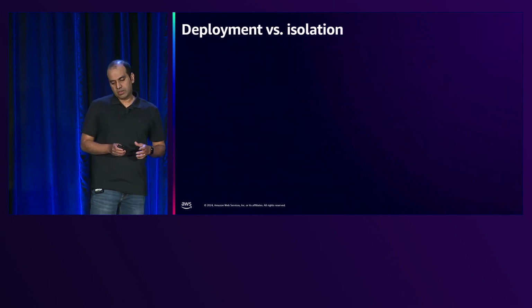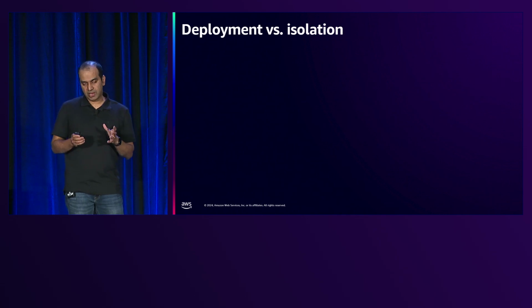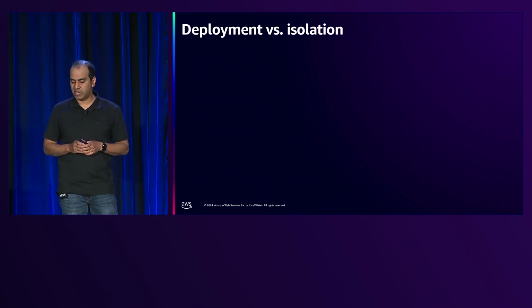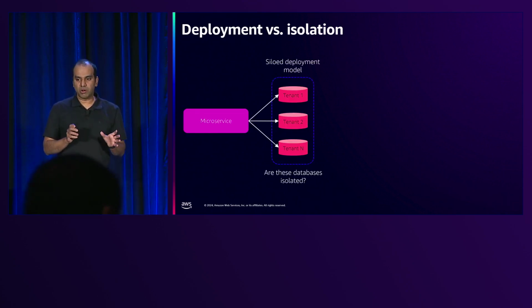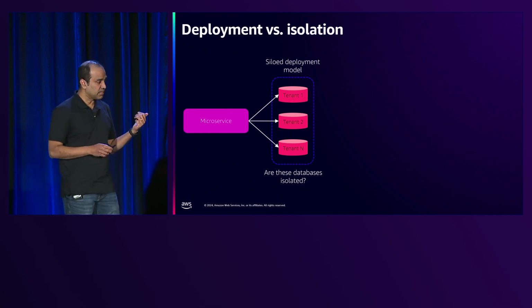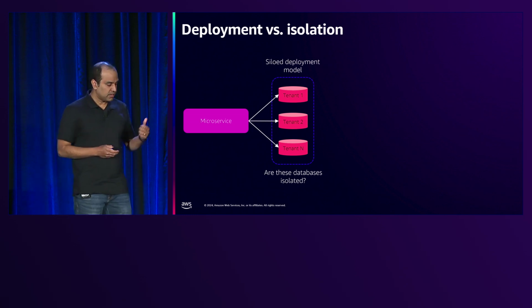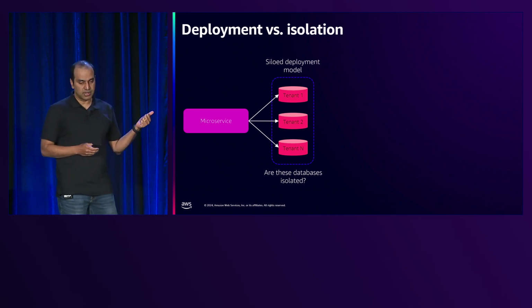Now, there's this common misunderstanding that if you deploy things in a certain way, or if you partition your databases in a certain way, you automatically get isolation, right? But that's not always the case, because if you look at this example, each tenant has their own database instances or cluster in this case, right?